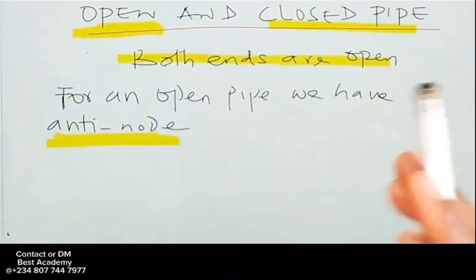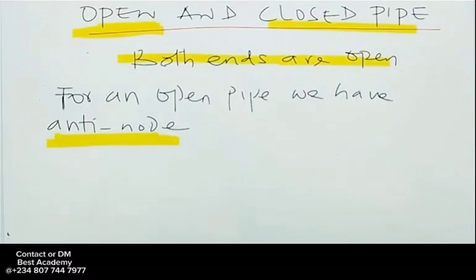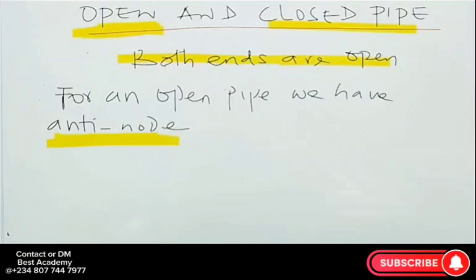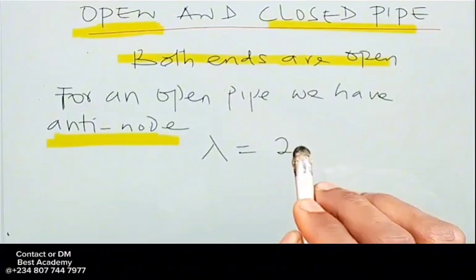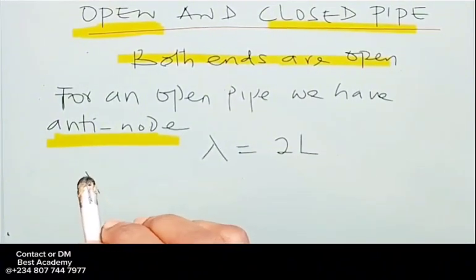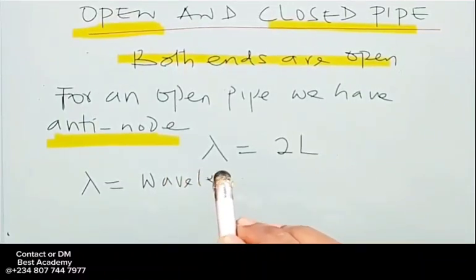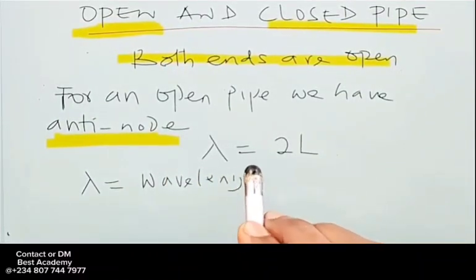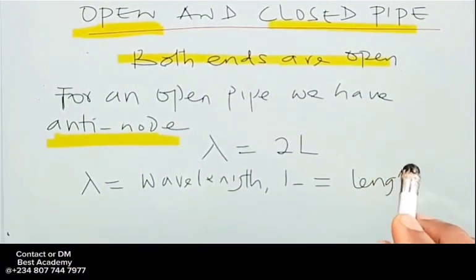Okay, so now let's look into the mathematical formula that relates an open pipe with wave parameters. The formula is lambda is equal to 2L. Please take note, where lambda is the wavelength and L is the length.